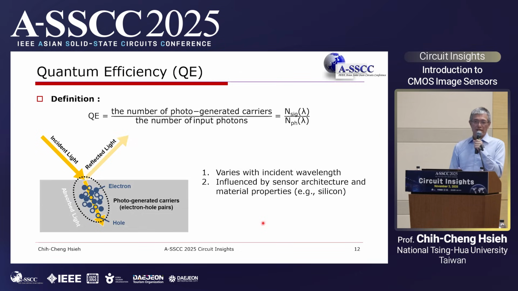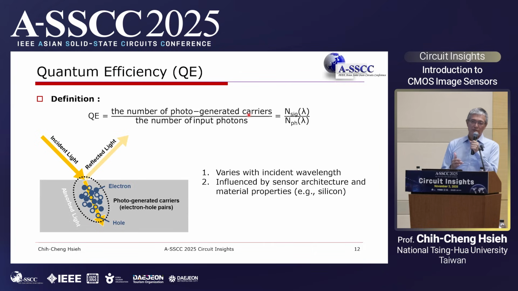Okay, let's check it out one by one in detail. The definition of quantum efficiency is equal to the number of photon-generated carriers divided by the number of input photons. So it's quite straightforward. For example, if there are 100 photons injected into your sensor, how many electrons have been generated? So QE is used to describe the efficiency. If you generate 50 electrons, that means you have a 50% quantum efficiency.